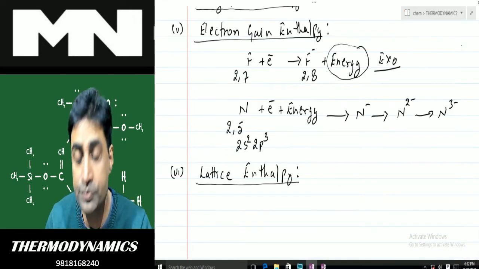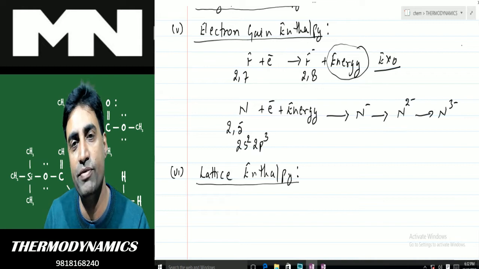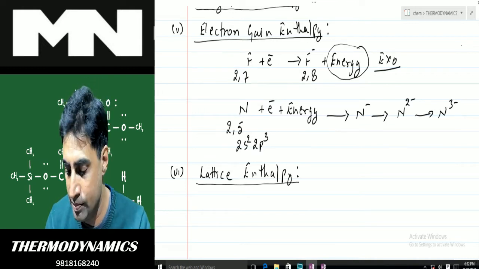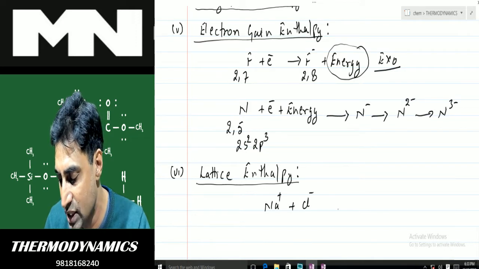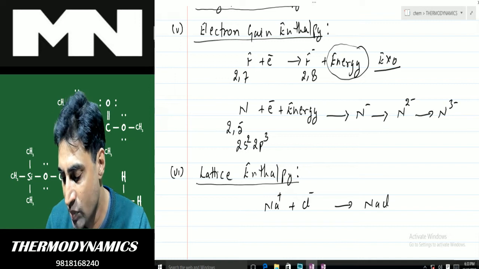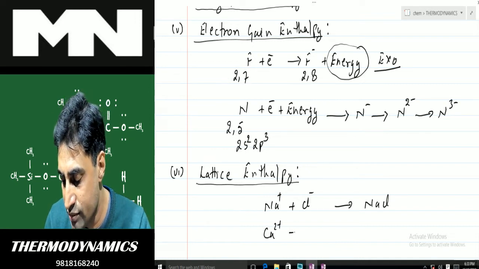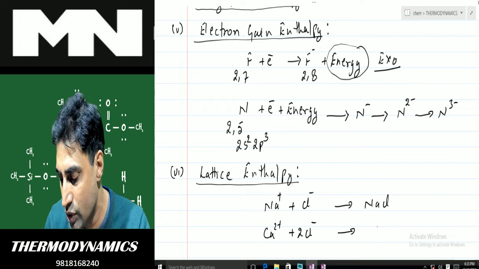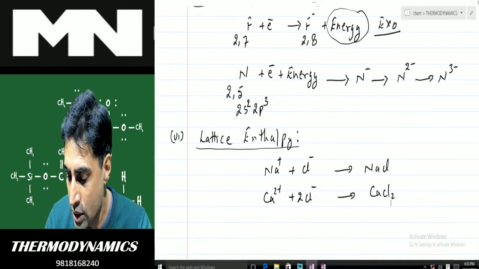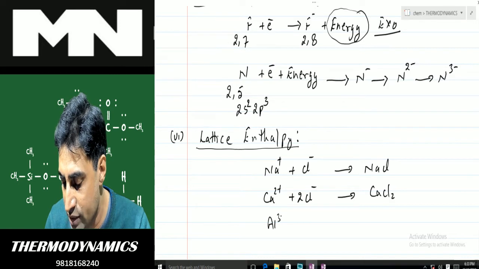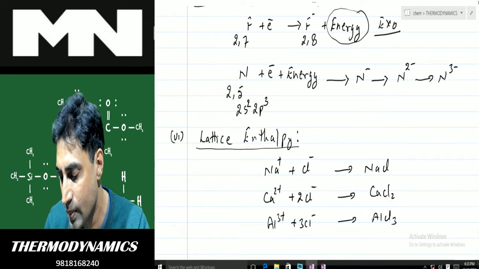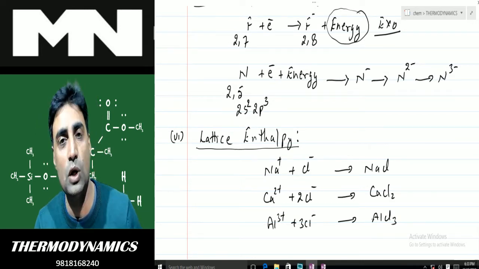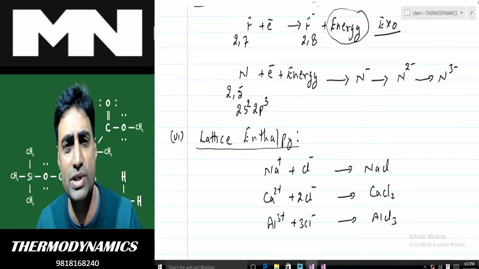In a crystalline solid, a definite number of cations combines with a definite number of anions to form a crystalline solid. For example, 1 mole of Na positive combines with 1 mole of Cl negative to give you 1 mole of NaCl. Likewise, 1 mole of Ca2 positive combines with 2 moles of Cl negative to give you 1 mole of CaCl2. Likewise, 1 mole of Al3 positive plus 3 moles of Cl negative gives you 1 mole of AlCl3. So you can see that it is not always necessary that 1 mole of cation will combine with 1 mole of anion. It is not always like that.